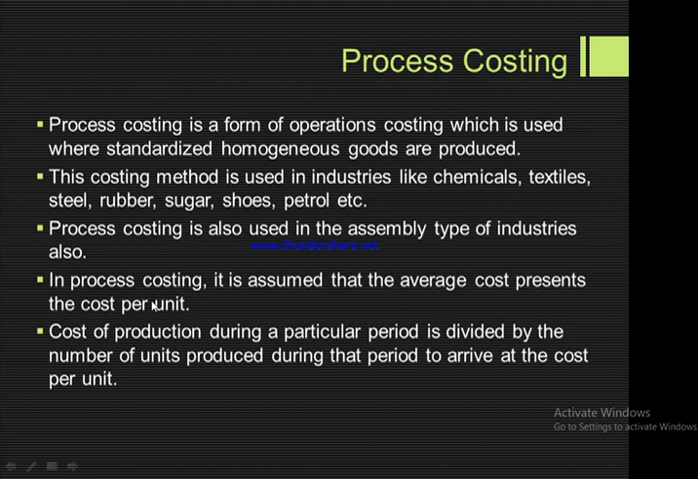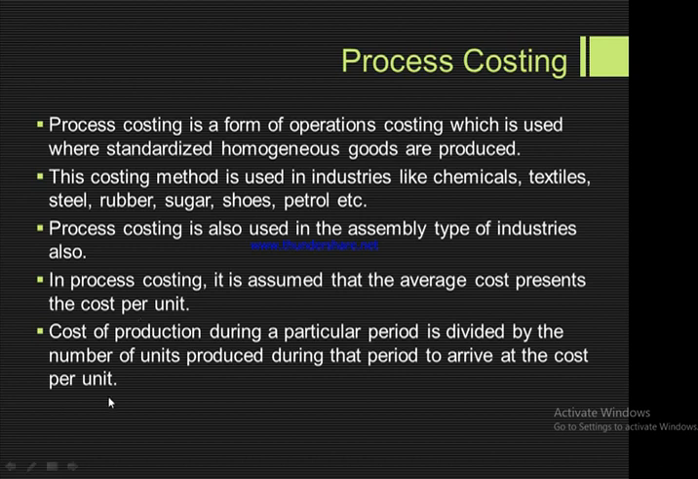So in process costing, it is assumed that the average cost represents the cost per unit, because tracking the cost of manufacturing each product is practically difficult. Hence we first try to accumulate the total cost for manufacturing the given product, and dividing by the total number of units that are manufactured in a particular lot will help us to ascertain the cost per unit.